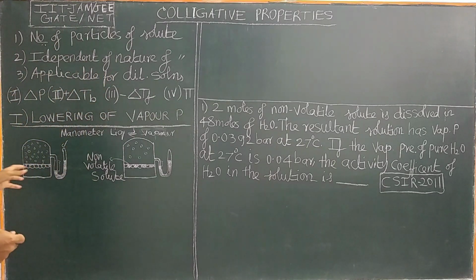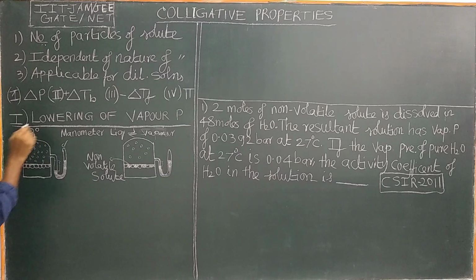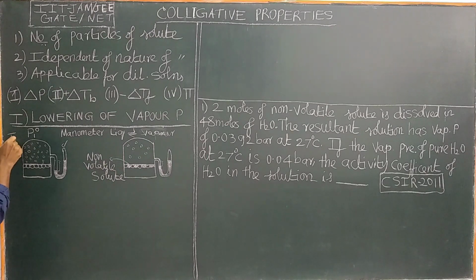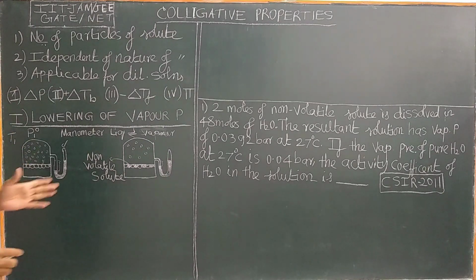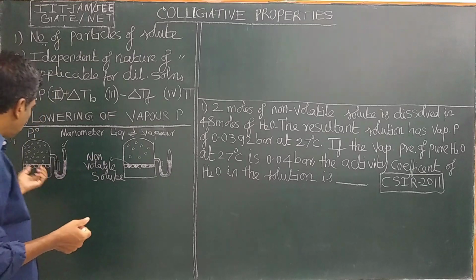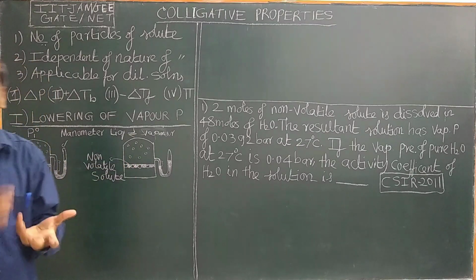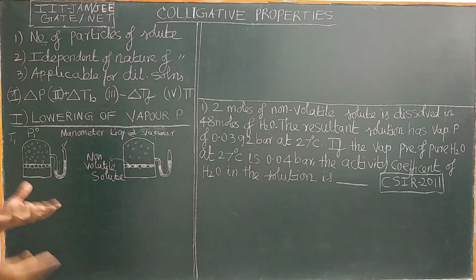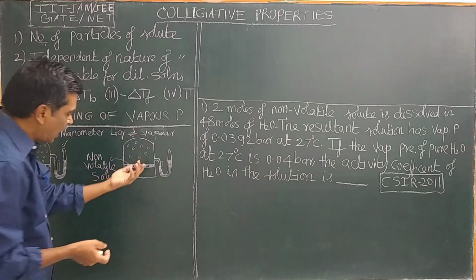Okay, so this is now the vapor pressure. For example, consider the pressure to be P1 naught. This is the saturated vapor pressure at a particular temperature T1. For example, the temperature is fixed here. Now, when you add a non-volatile solute to this, for example glucose, urea, or any other solute, you add it.